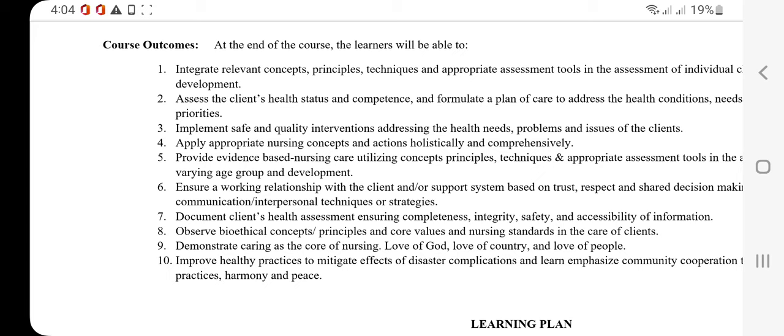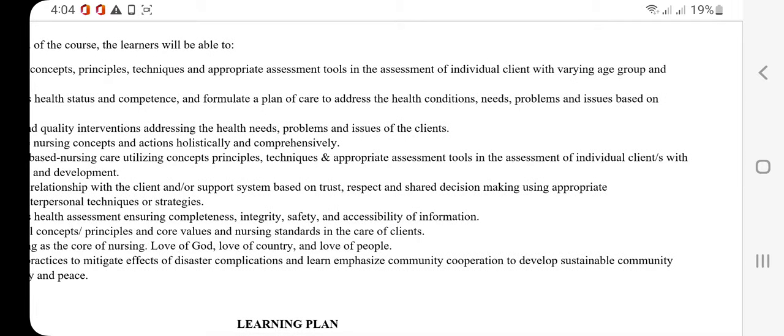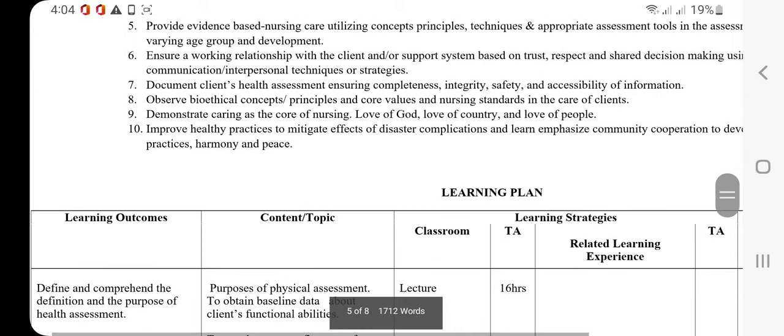To observe also the bioethical concepts, principles and core values and nursing standards in the care of client. I think you're currently taking your healthcare ethics. So mostly doon po discussed mostly po yung concept ng bioethics, okay? So demonstrate caring as the core of the nursing and to improve healthy practices to mitigate effects of disaster complications and learn emphasis community cooperation to develop sustainable community practices and peace.